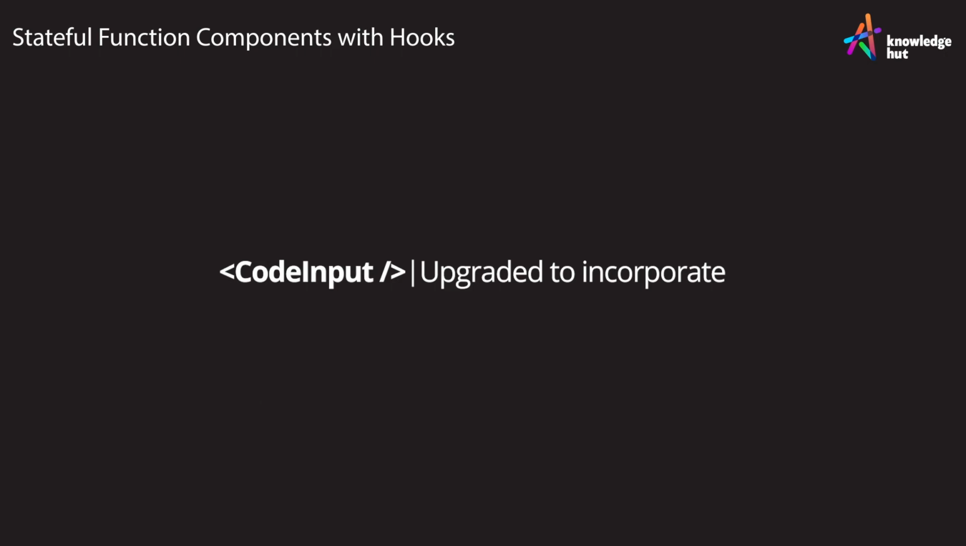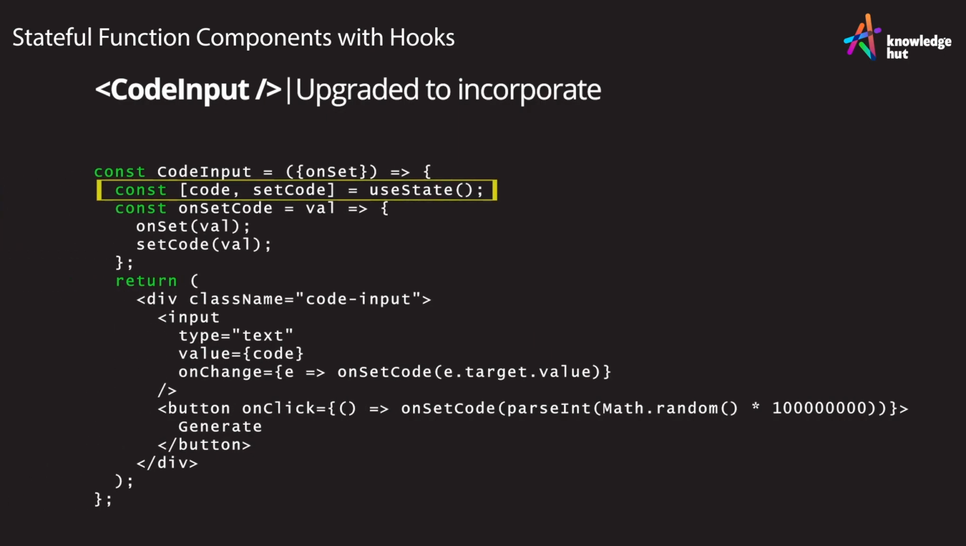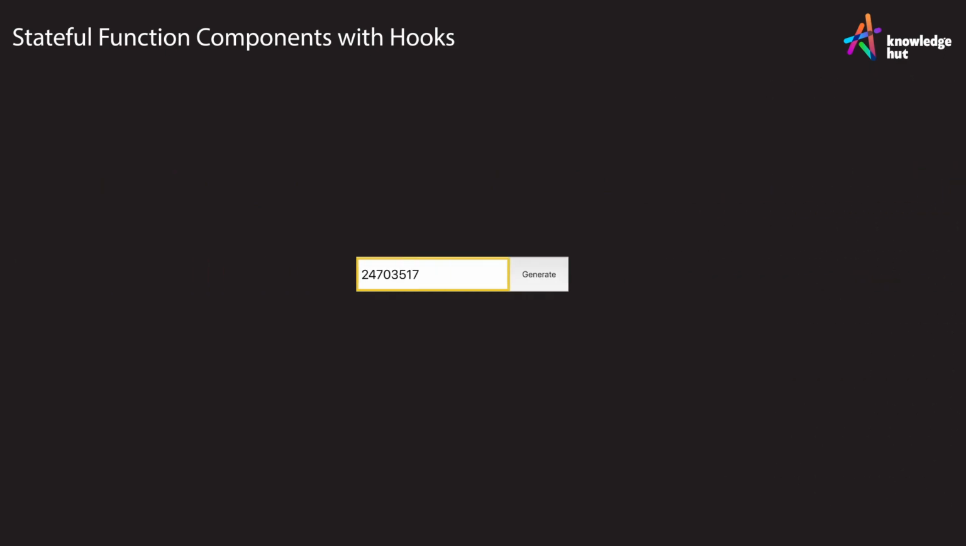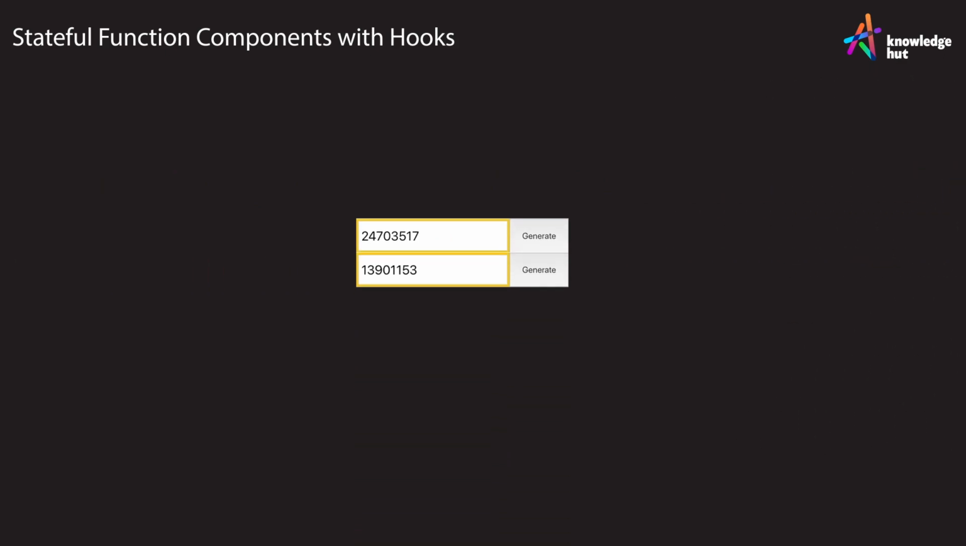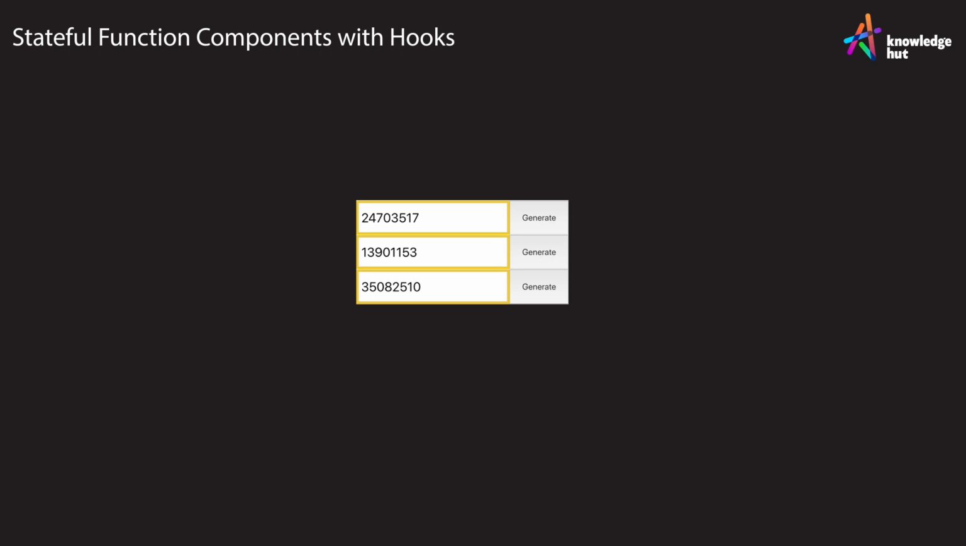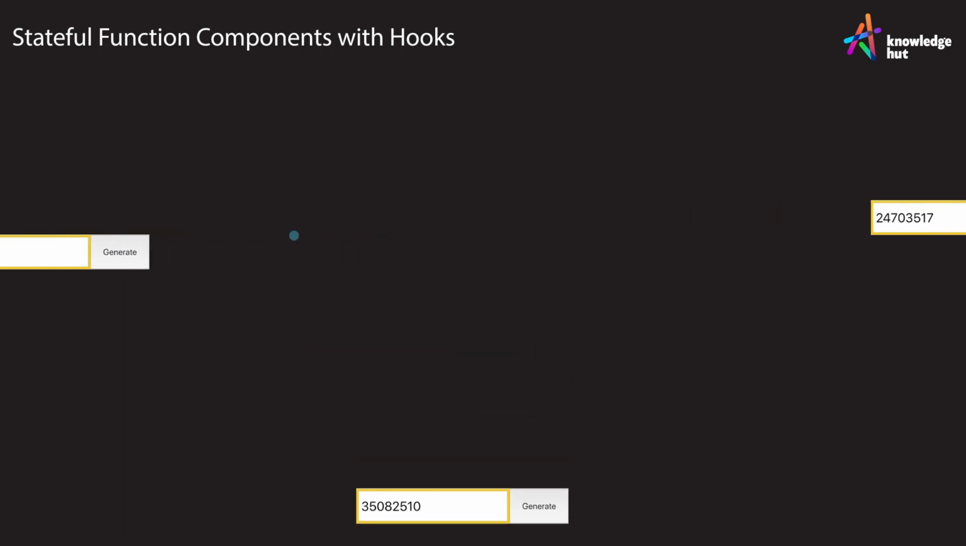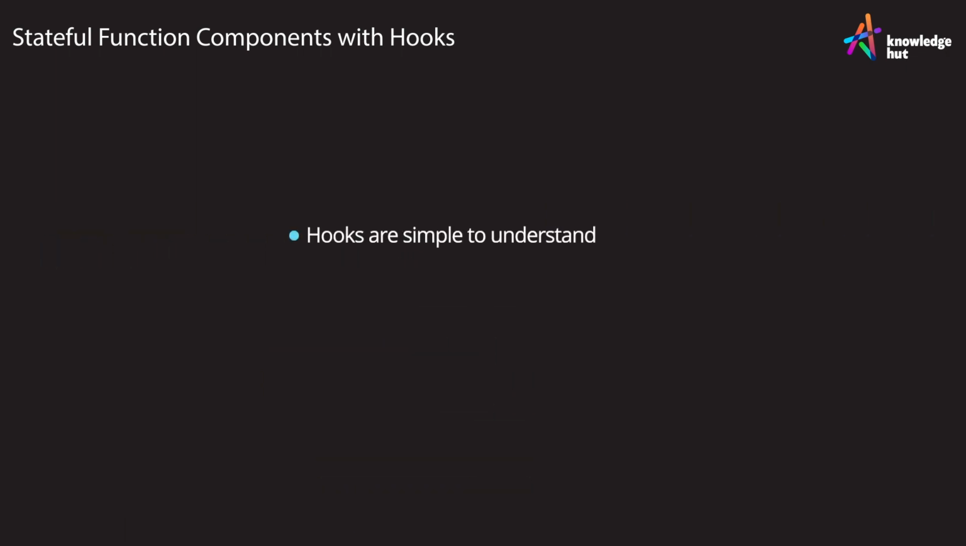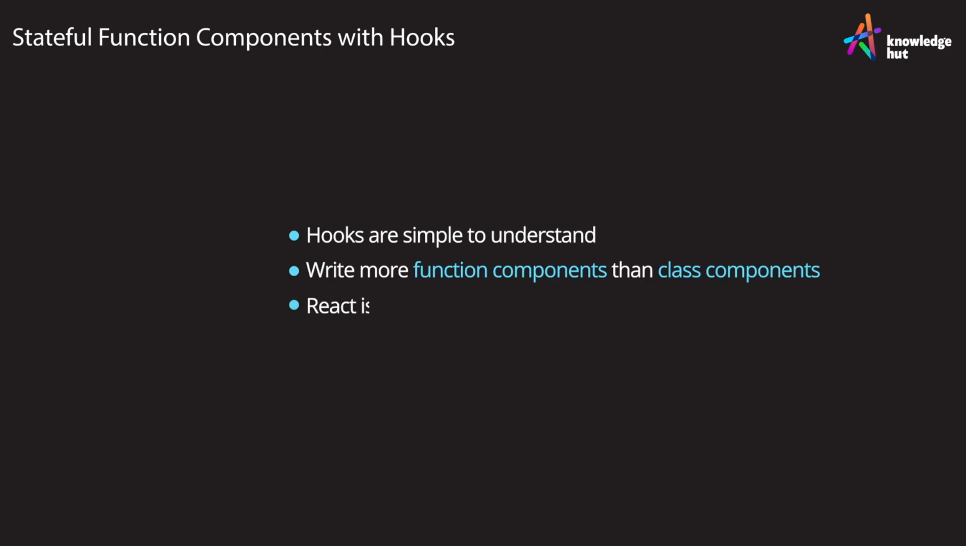Wasn't that interesting? The CodeInput component was simply upgraded to incorporate state using the useState method from the hooks API. And by the way, the CodeInput component is also a great example of a reusable component. You can use multiple instances of this component and they will all work in perfect isolation because every instance of a component maintains a local and private state. Hooks are simple to understand, which is why you might end up writing a lot more function components with hooks than class components in your projects. And that is perfectly fine.